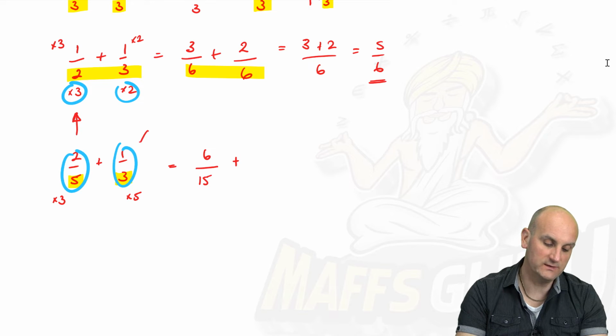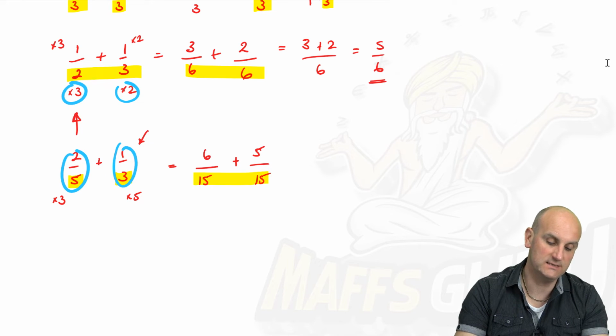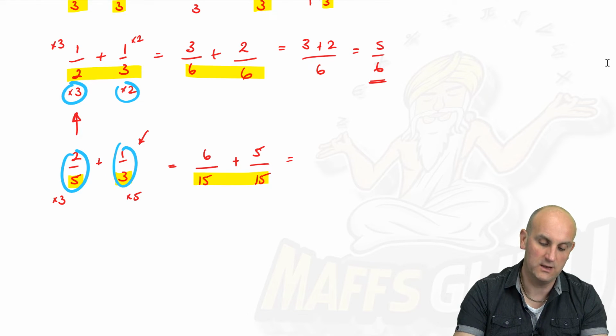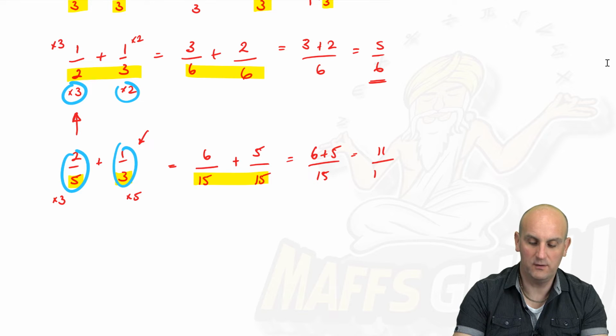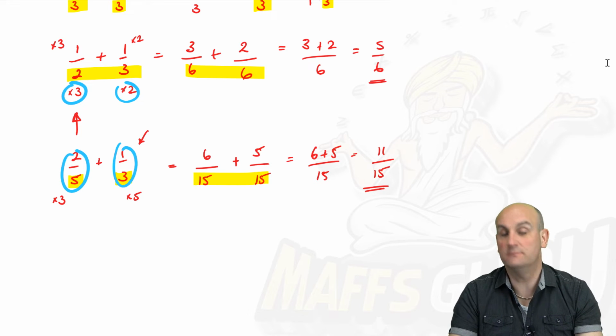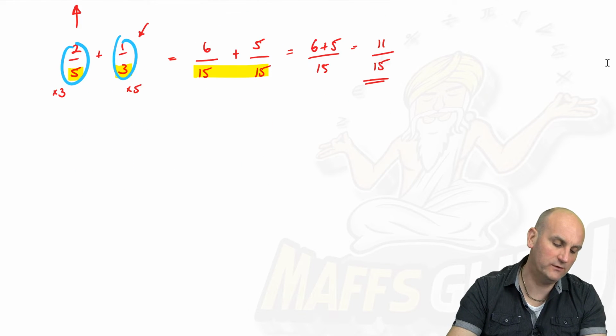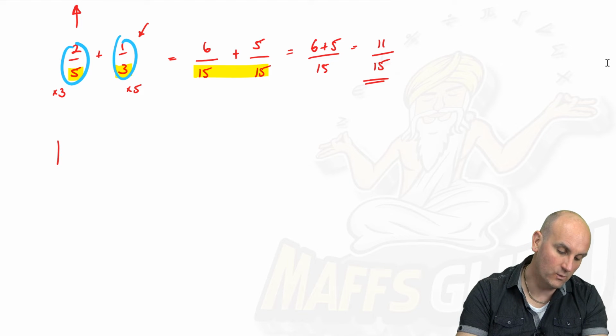Plus, now we're going to multiply this one by 5. 1 times 5 is 5. 3 times 5 is 15. Are my denominators the same? They are. Life is good. And so that becomes 6 plus 5 on 15, which is 11 on 15. And that can't be cancelled down. So life is good. And we can do the same with mixed numbers.